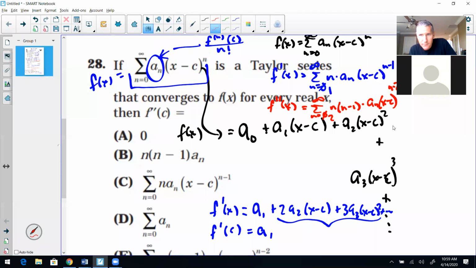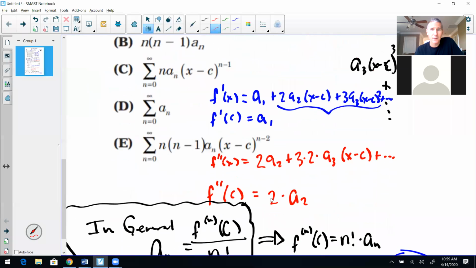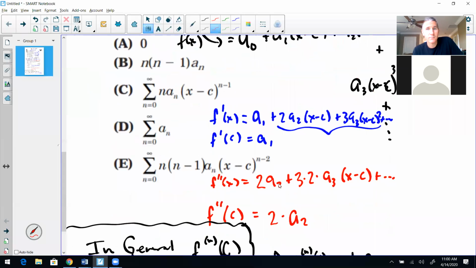Which is 1. But he's plugging in c for that x here and saying, oh, c minus c is 0 anyway, so that's going to be 0. But that's not true. So for 28, I would say my answer, the second derivative of f evaluated at c, is going to be 2 times a sub 2. That's what I would put on here. 2 times a sub 2.